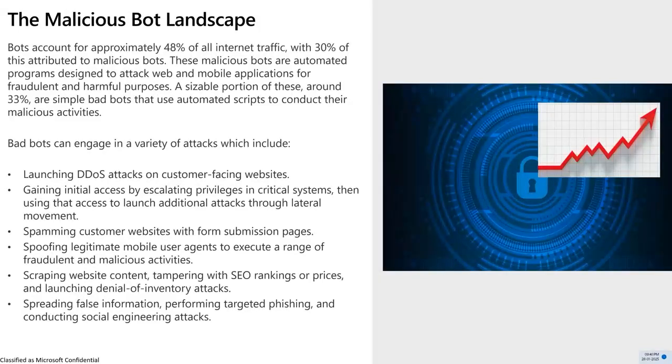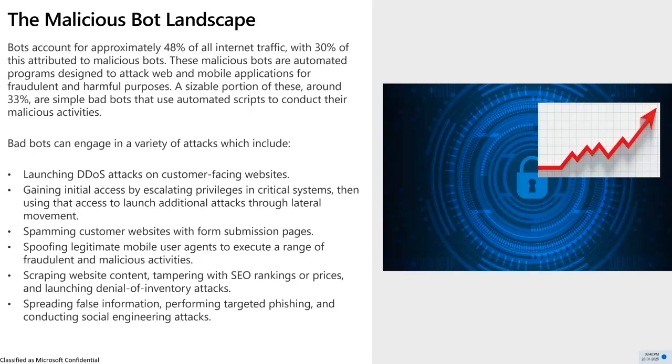Now let's have a look at the bot landscape. Bots account for approximately 48% of all the internet traffic, with 30% attributed to malicious bots. These harmful bots are automated programs designed to attack web and mobile applications for fraudulent and harmful purposes. Out of these, around 33% are simple bad bots using automated scripts for their malicious activities.